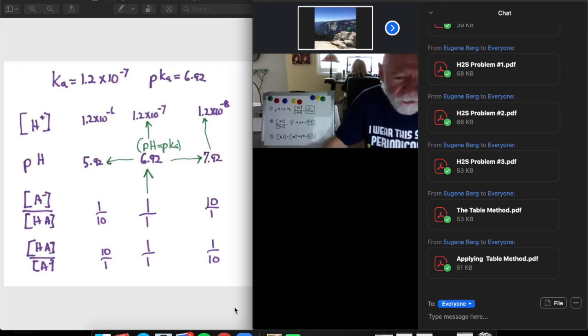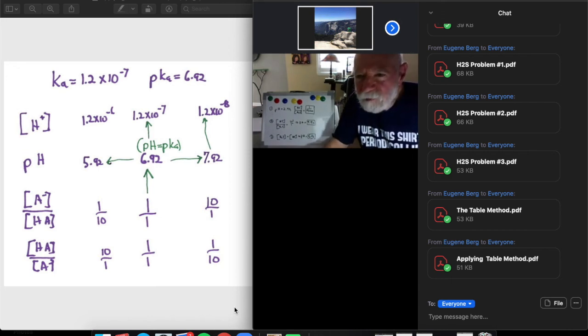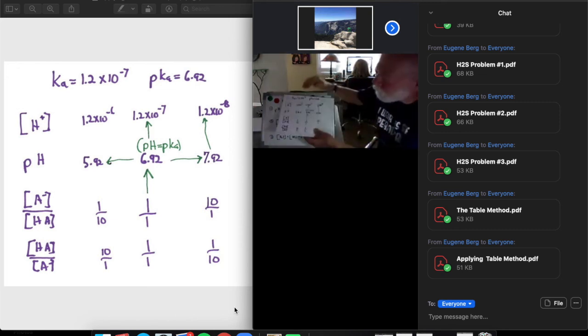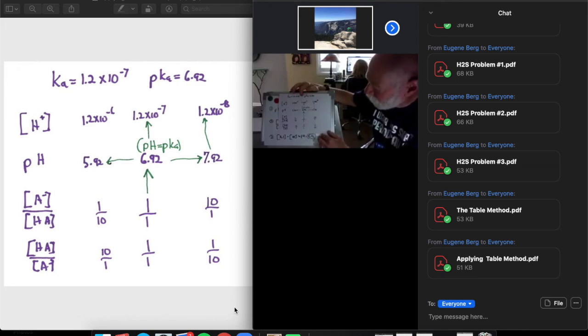Now, if you believe in trends, what happens if you go to 5.92? Again, the ratio changes by a factor of 10, but now notice the base to acid is 1 to 10, and the acid to base is 10 to 1. Okay. If you can't see this chart, let me put it up. Okay, let me talk you through this again.